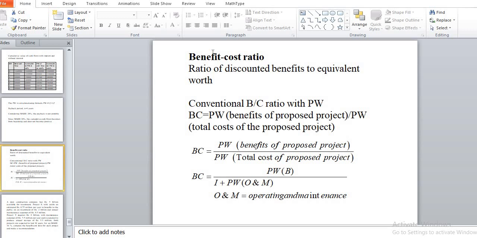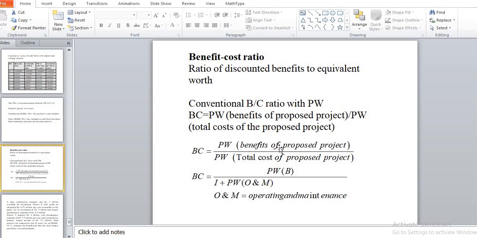So as the name suggests, benefit to cost ratio: benefits divided by cost, benefit divided by total cost. So how do you consider the benefit? Again, that benefit we can calculate on the basis of the present worth method, future worth method, or annual worth method.